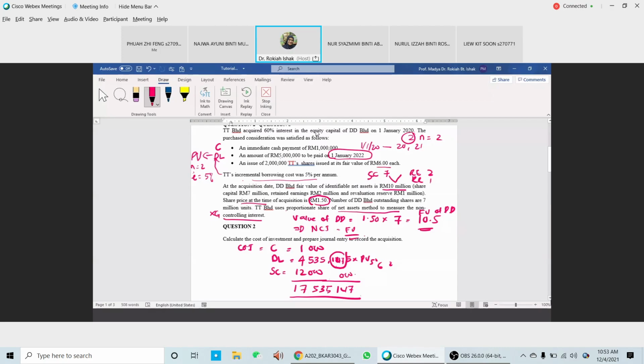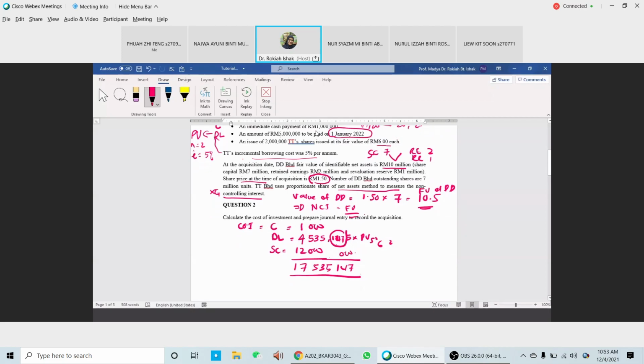Then you need to prepare the journal entries. What is your journal entry for this one? Just finish with this one. Debit investment in DD, 17,535. Okay, put it here. And then credit, credit cash.